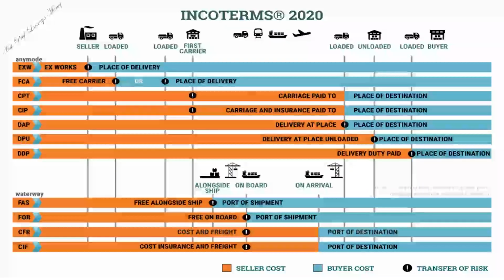So next comes the FCA, free carrier. Here the seller extends their responsibility by taking care of the transportation charges. From the place of manufacturing, that is the warehouse, the goods have to move to the nearest port, whether it's a seaport, airport, or land port.